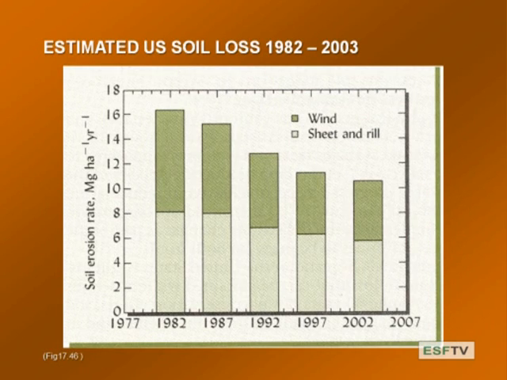So how do we look in terms of the big picture for the U.S.? Here is some data summarized in the text showing the estimated soil loss from '82 to 2003. And this plots the soil erosion rate, megagrams per hectare, a figure you're used to seeing, 10 to the 6 grams per hectare, this 10,000 meters squared per year. So this is annual erosion rates.